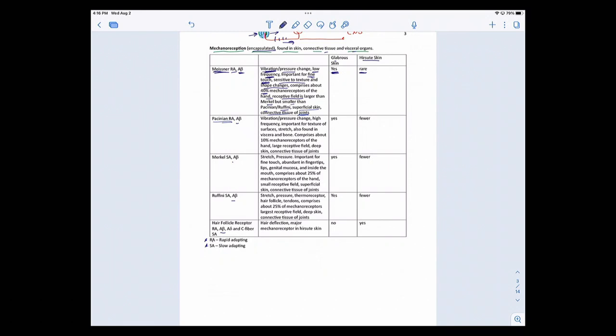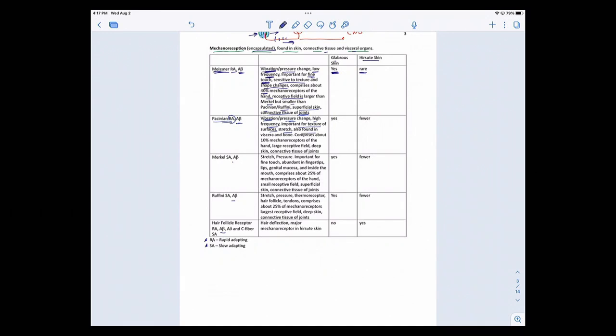Okay, so next up are the Pacinians, and like the Meissners, they're rapidly adapting, and of course they're A betas. The Pacinians are also sensitive to vibration and pressure. They're actually better suited to detecting high-frequency vibrations compared to the Meissners, which are better at low-frequency vibrations. The Pacinians are also very important for texture of surfaces. They respond to stretch. So if you stretch your skin in the area of a Pacinian, that stretching can light up the Pacinians to have action potentials down the sensory neurons.